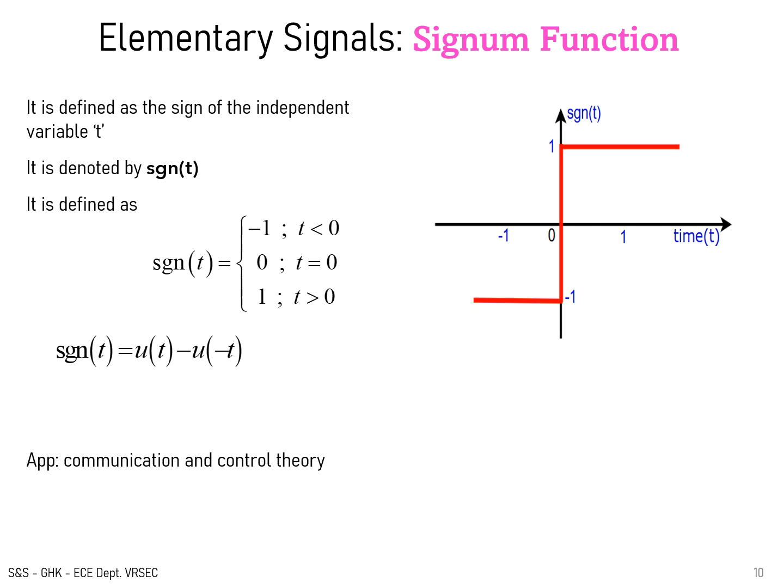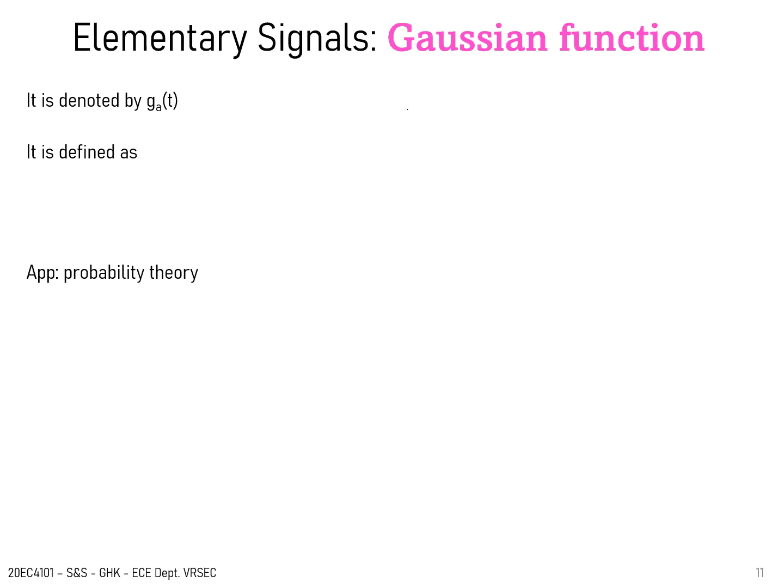And using unit step functions, this signum function is defined as Sgn of t equals u of t minus u of minus t. That means it is the difference of a unit step function and its time reversed version. This signum function is used in communications and control theory.